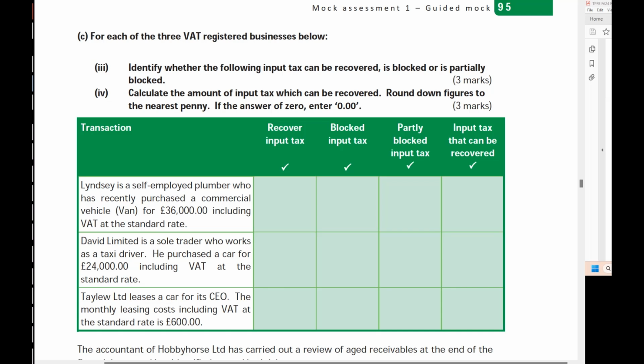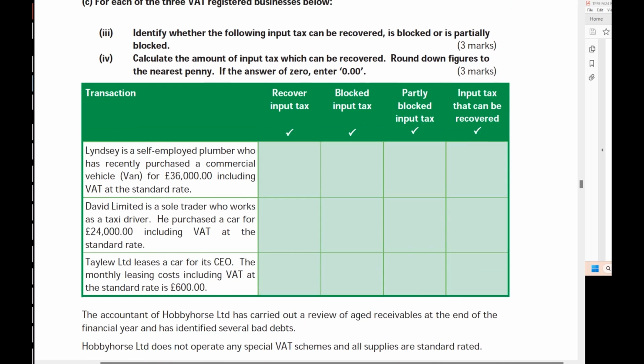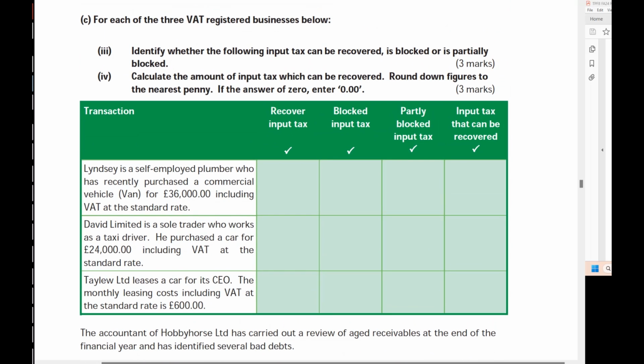Okay, 6 marks for this part 3 and 4. So identify whether the following input tax can be recovered. Each of these businesses is VAT registered. So whether the input tax can be recovered is blocked or is partially blocked. That's the first thing. So can I recover it, or is it blocked, or is it partially blocked? And then go a step further and calculate the amount of input tax which can be recovered, with figures rounded down to the nearest penny.